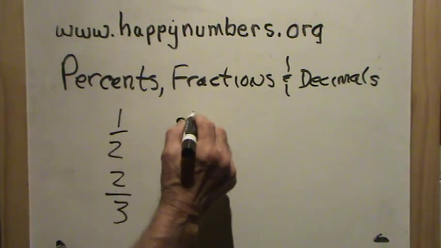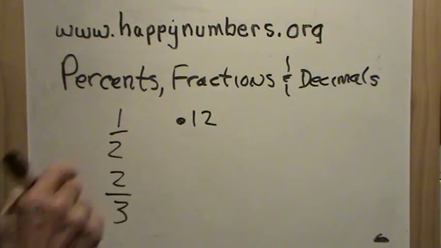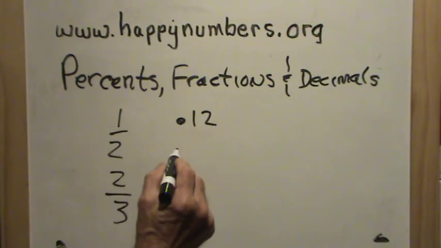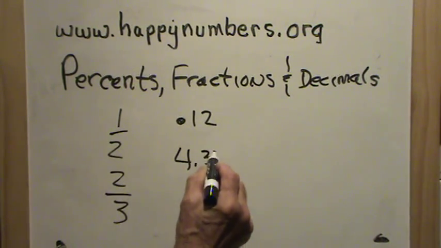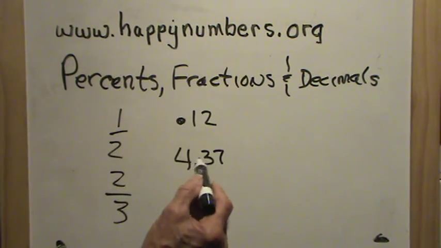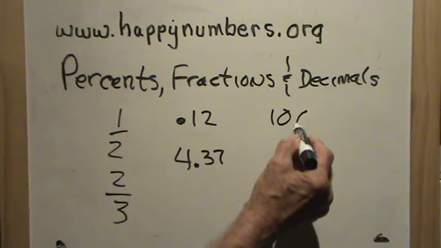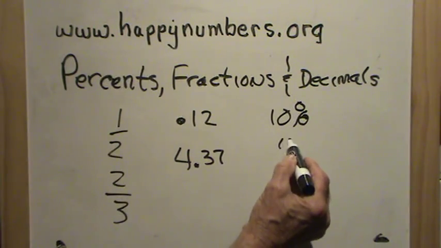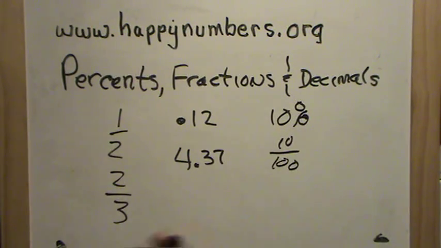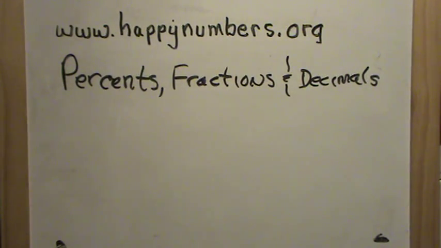Decimals are fractions also. This is 12 hundredths, but the denominator is not written. This is 4 and 37 hundredths. Denominator is not written, but it's really a decimal fraction. And percents are fractions also. 10% really means 10 over denominator 100. So all of these are related. So this is going to be just taking a quick look at how we can change easily between percents, fractions, and decimals.